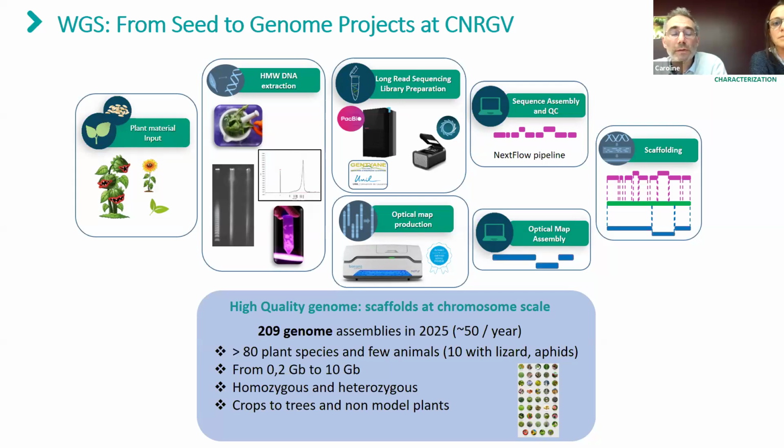So in 5 years, we were able to produce more than 200 genomes of high quality, and from more than 80 plant species and some few animals, because sometimes the people do not know how to extract their DNA from their lizard or aphids. And so they ask us, and okay, we're nice guys, so we can do it.